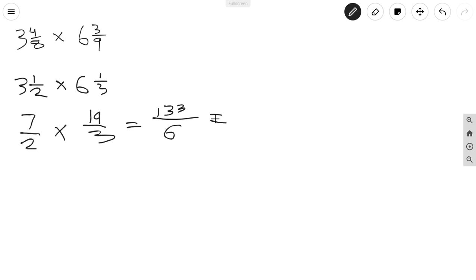Now I just convert into a mixed number. So how many times does 6 go into 133? Let's see. 6 times 22 gives me 132. Then I have a remainder of 1. My denominator 6 remains unchanged.